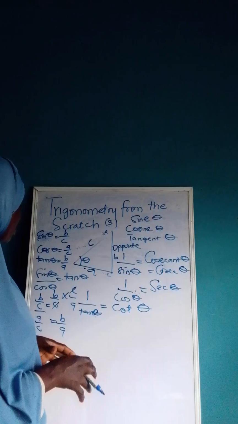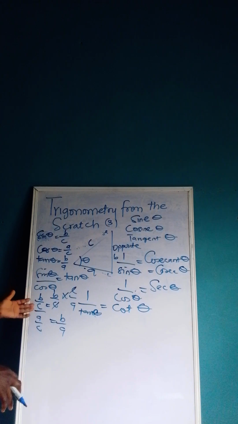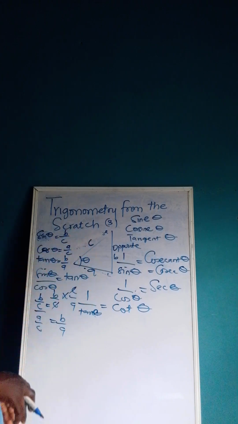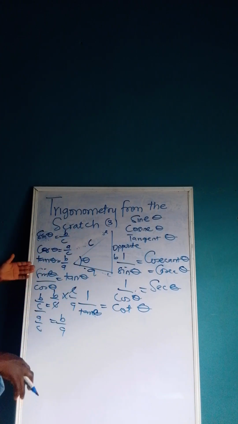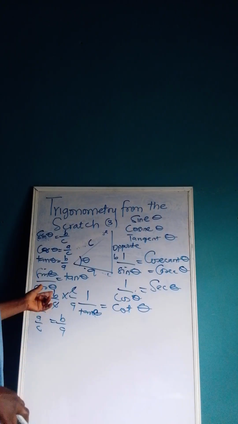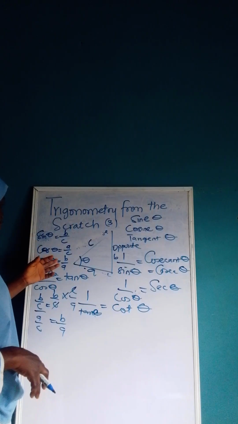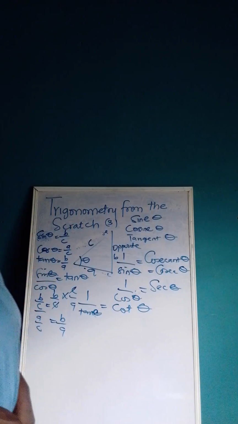And finally, when you put sine theta over cos theta, it is equal to tan theta. You can simply prove it by using the right angle triangle. You put the value of sine theta, which is B over C, divided by A over C, and you apply the division law, it will come back to B over A, which is B opposite over adjacent.